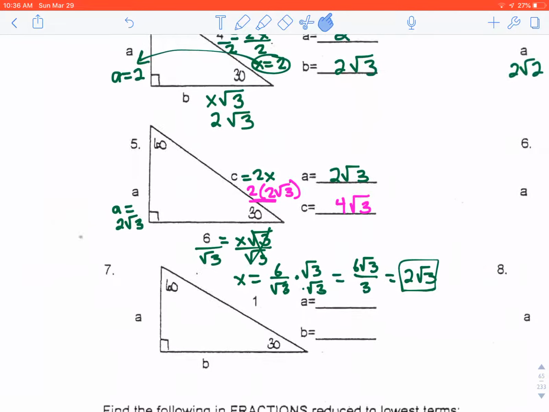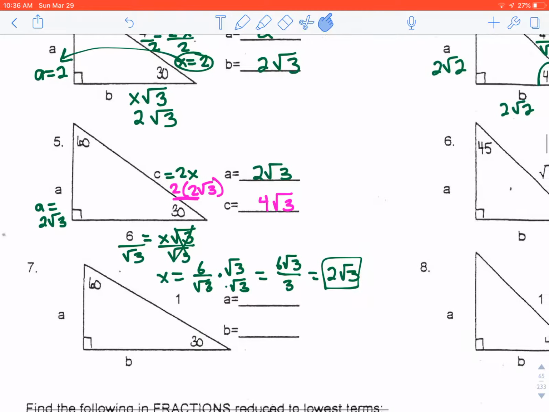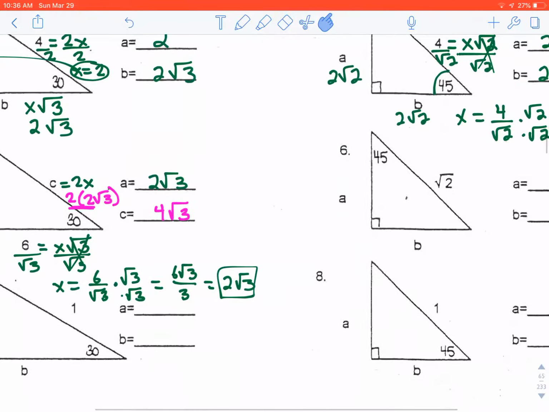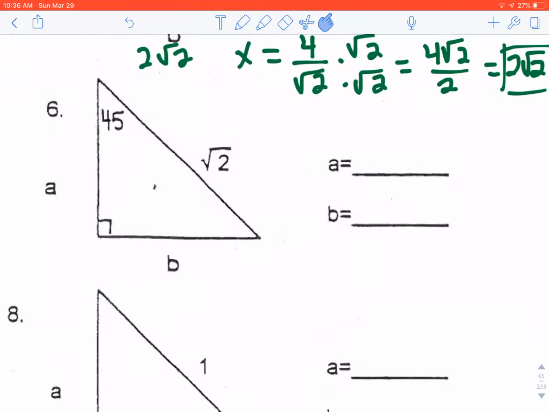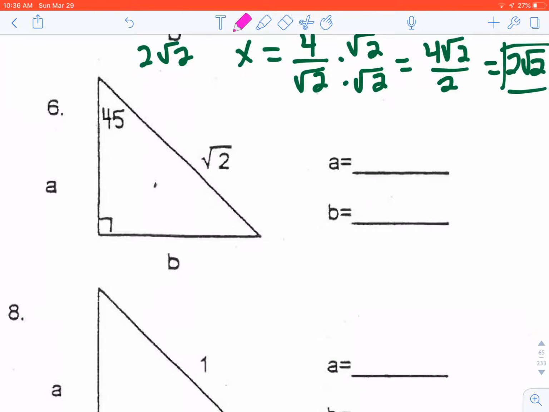Okay. And if you have further questions, please email your teacher and we can explain in more detail if I'm going too fast. All right, number 6 is a 45, 45, 90. So remember, again, both those angles are 45. We are given the hypotenuse on this one. We need to find the legs.